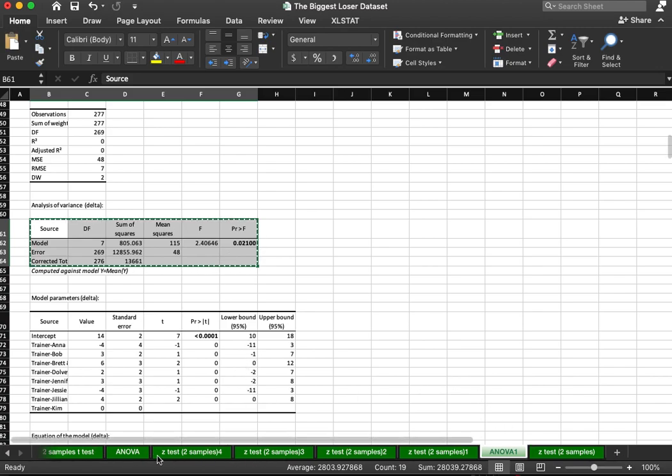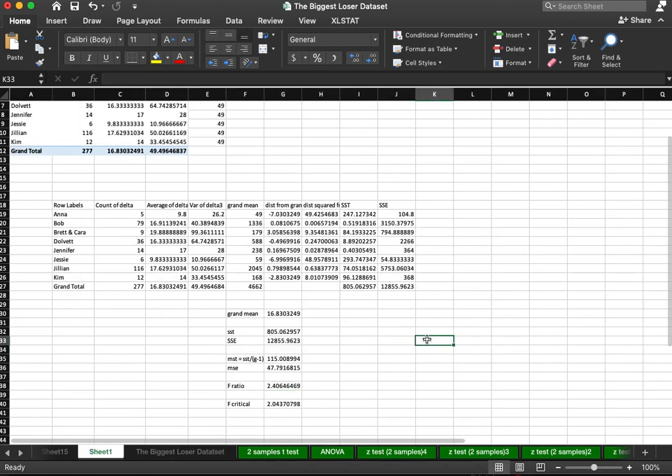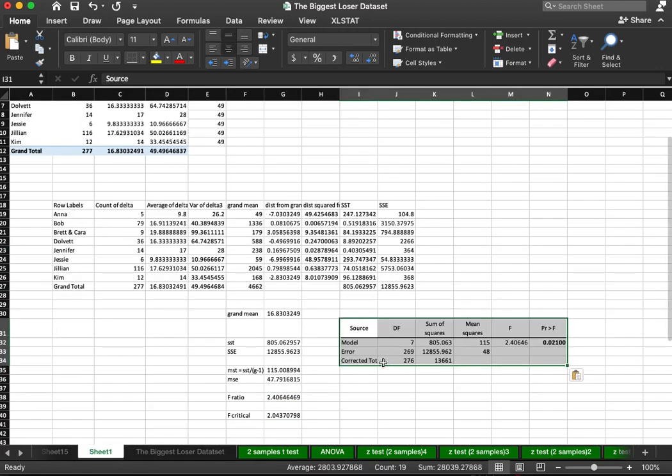Just going to copy this and let's go back to our pivot table here. So we can see that the sum of squares, they call it model, but that's the same here. We got the same value. Sum of squares for the error is here. We got the same value. And our F is the same.